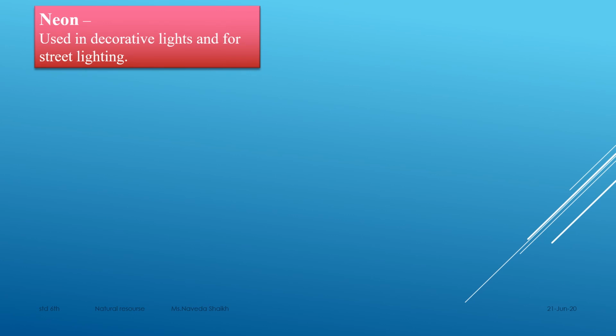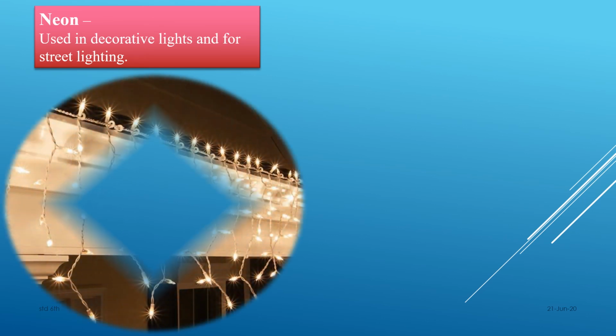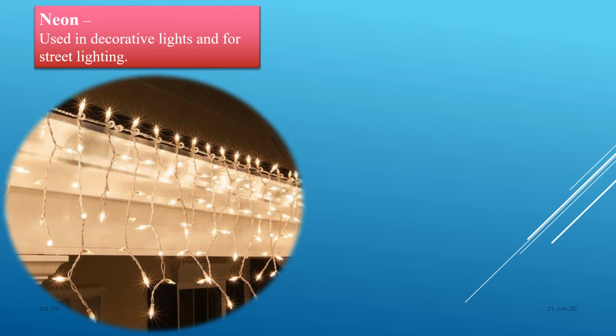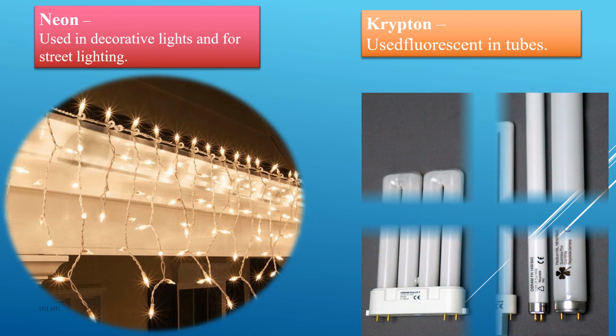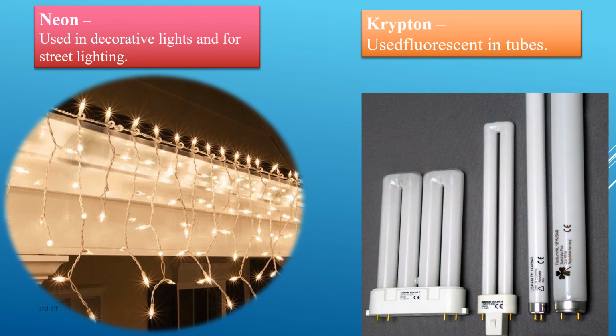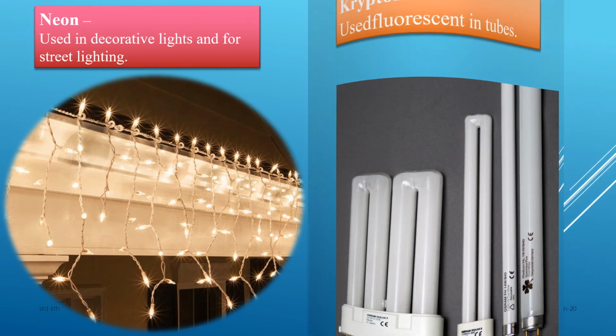Neon is used in decorative lights or for street lighting. You must have used these decorative lights during various festivals, Christmas, Eid, Diwali, and during weddings also. You must have seen these decorative lights. They make use of this neon gas which is there in the air. Then you have krypton, which is used in fluorescent tubes. Nowadays you have LED tubes coming up, but previously we had, and now also there are people using these tubes which make use of krypton gas.